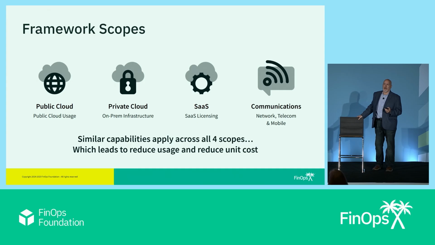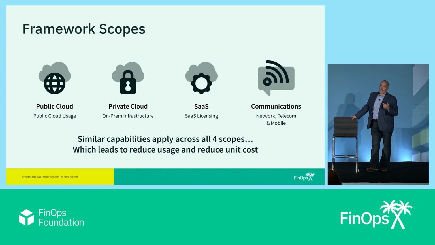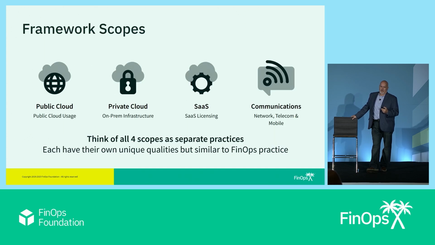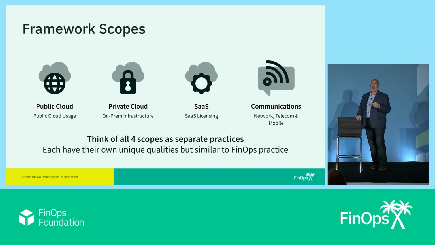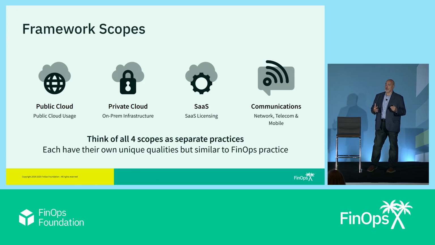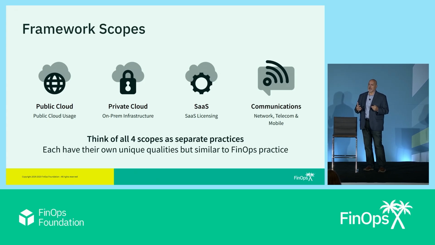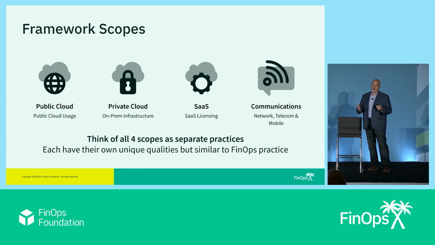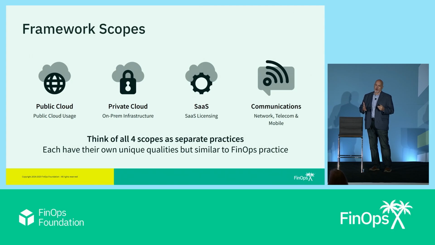So I want you to think about at least 4 scopes. We talked earlier about the fact that you want to reduce usage and reduce unit costs, and that's the same process for everything we're going to go through. So how do we start? Well, we think of these scopes as 4 different practices. We have 4 different specialists and 4 different disciplines within this process, still using the same capabilities across all 4. That gives us the opportunity to look at some of the uniquenesses within each of the scopes and really focus on different parts of that.